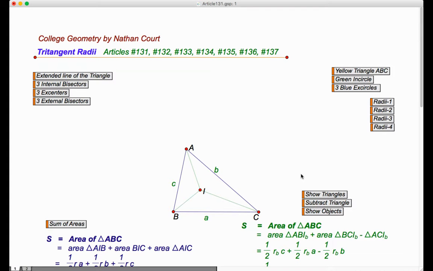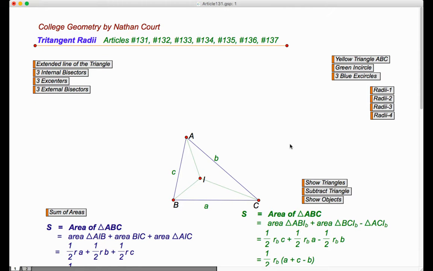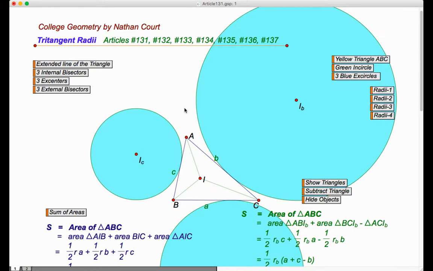Hello. This time we are going to focus on articles 131 up to 137. These articles all focus on the properties of the tritangent radii. So we have three excircles and one incircle. So we are going to focus on the three exradii and one inradius, okay?